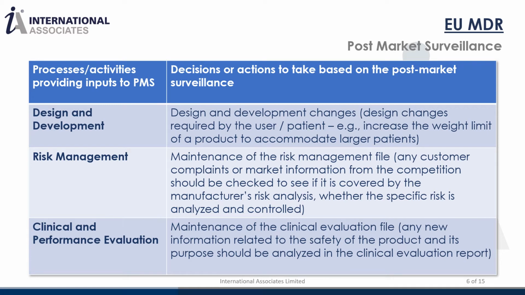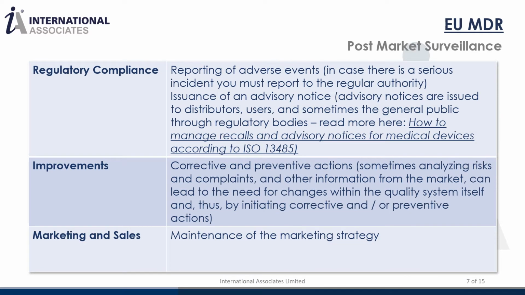In the table, you can see examples of the processes and activities providing inputs to post-market surveillance and the decisions or actions to take based on the post-market surveillance process. The primary information gathered from post-market surveillance are those that can be implemented within your quality management system. Furthermore, the collected data from PMS may change the risk analysis and clinical evaluation, meaning that PMS has a direct impact on the change of technical documentation for the medical device. Additional secondary data can also be gathered from regulatory compliance, improvements and marketing and sales activities.